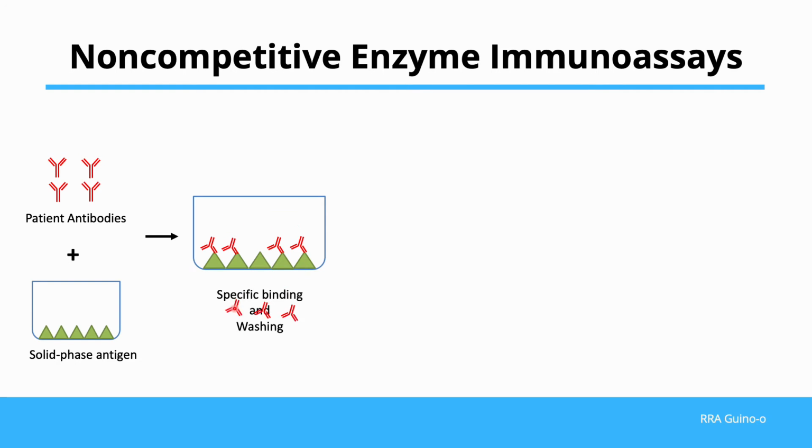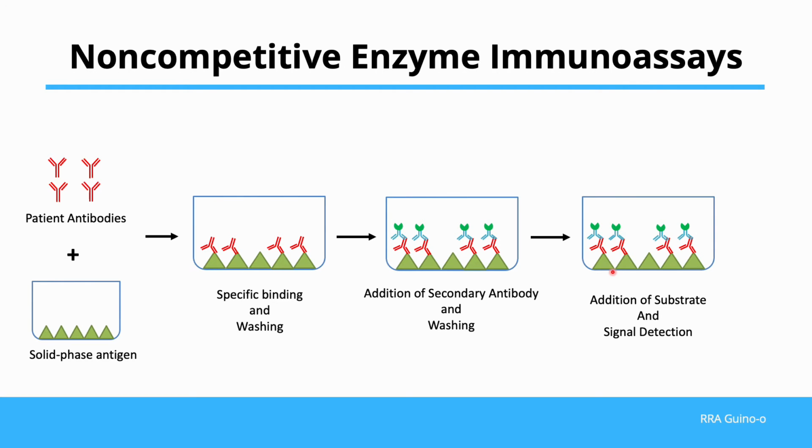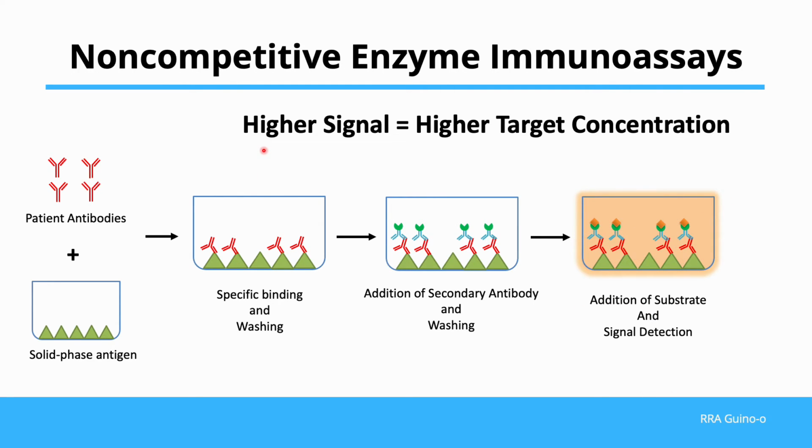So we have a washing step, which removes the unbound reactants, and then we add our secondary antibody. Take note that the secondary antibody here has a label, which is an enzyme. We wash off the unbound reactants again, and then we add our substrate. The substrate reacts with the enzyme and gives off a signal which we can detect. The higher the signal detected, the higher the target concentration. Again, the relationship between the two is directly proportional.